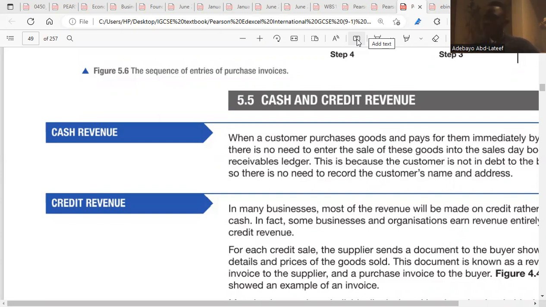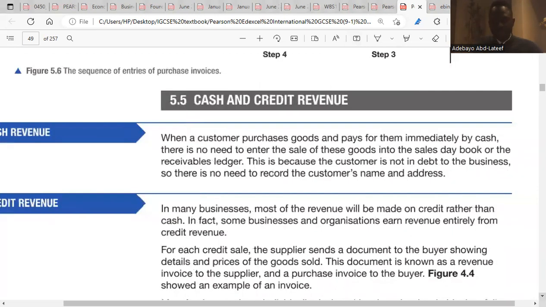So you don't need to record it in your sales journal or your trade receivables ledger, because the customer doesn't owe the business anymore. Yes, the transaction was done. I think that is clear. So let's go to revenue invoice, or credit revenue. For credit revenue, we're going to have what we call a revenue invoice. Are you with me? Yes.